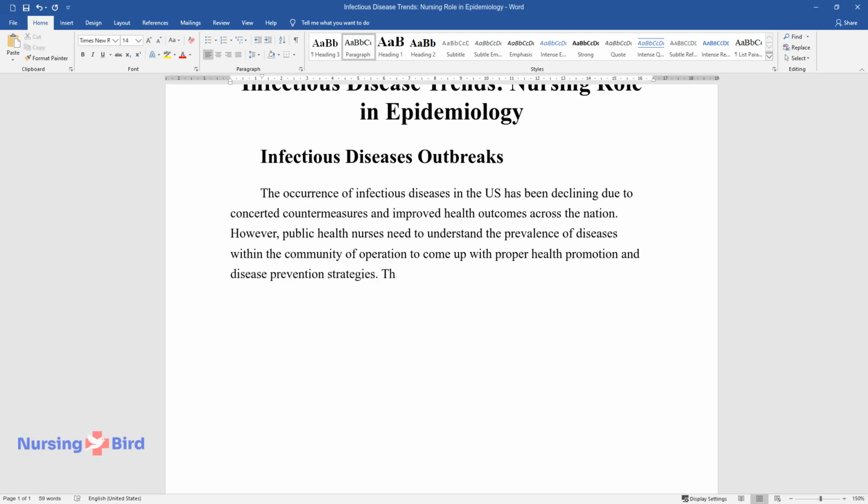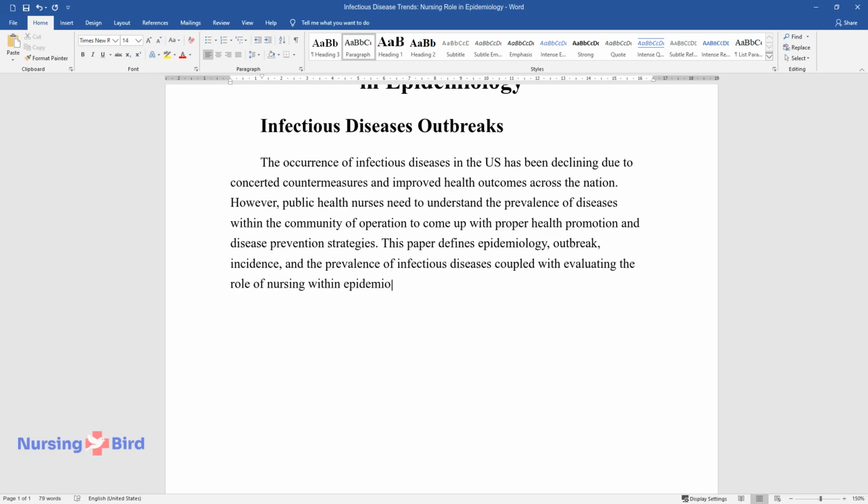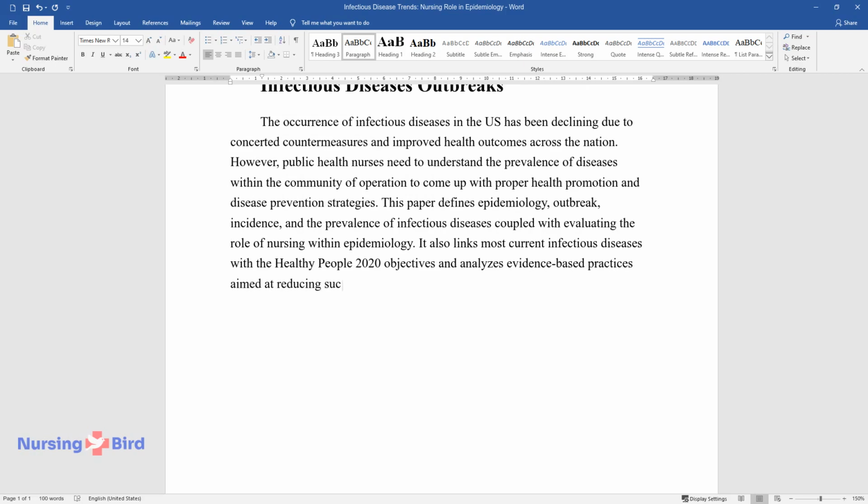This paper defines epidemiology, outbreak, incidence, and the prevalence of infectious diseases coupled with evaluating the role of nursing within epidemiology. It also links most current infectious diseases with the Healthy People 2020 objectives and analyzes evidence-based practices aimed at reducing such occurrences.